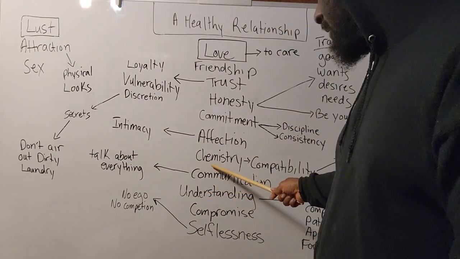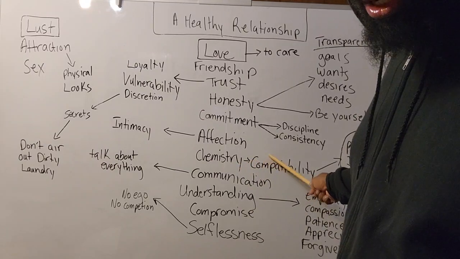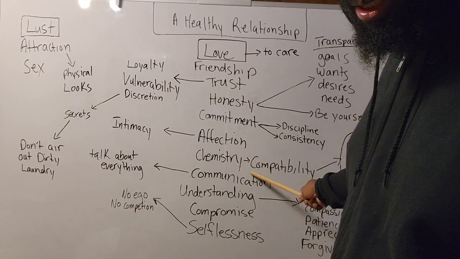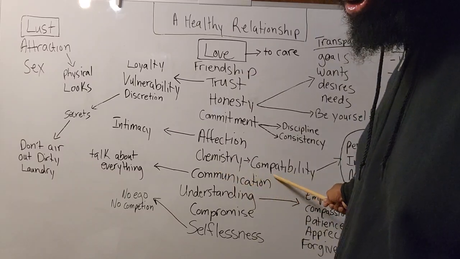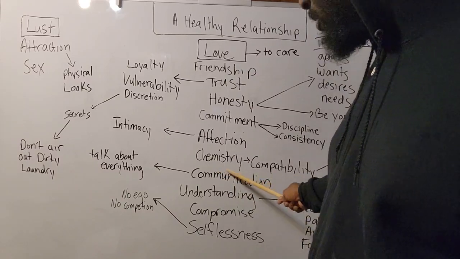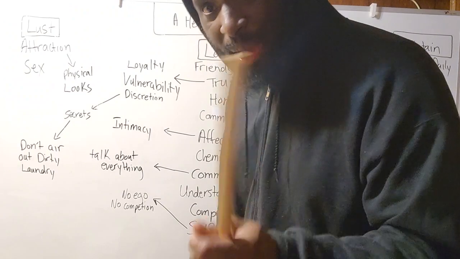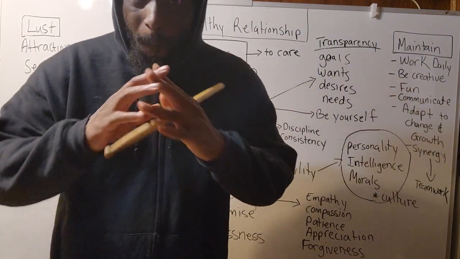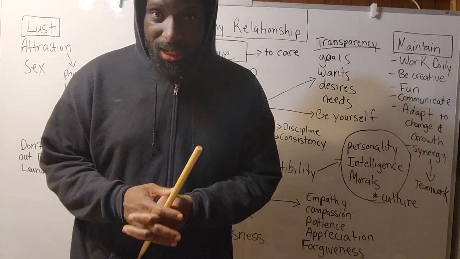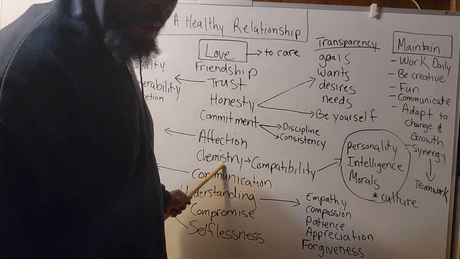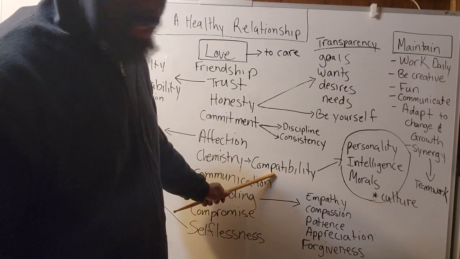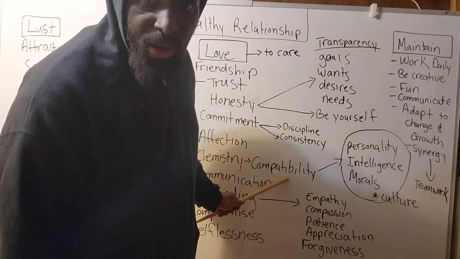See? The next one, chemistry, which equals compatibility. Yes, this is huge. Most people in relationships are not compatible. They don't blend well with each other. Now, as you can see, chemistry equals compatibility. And compatibility, how are you compatible?